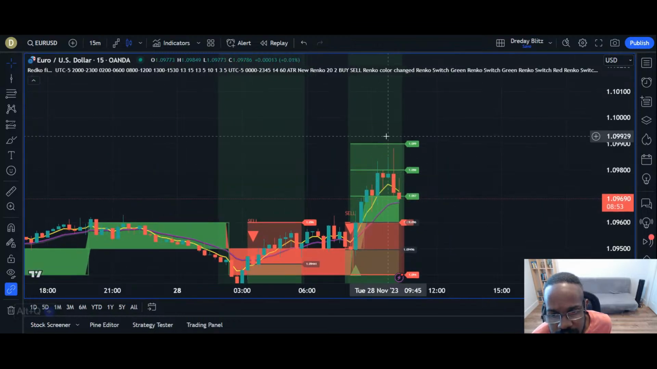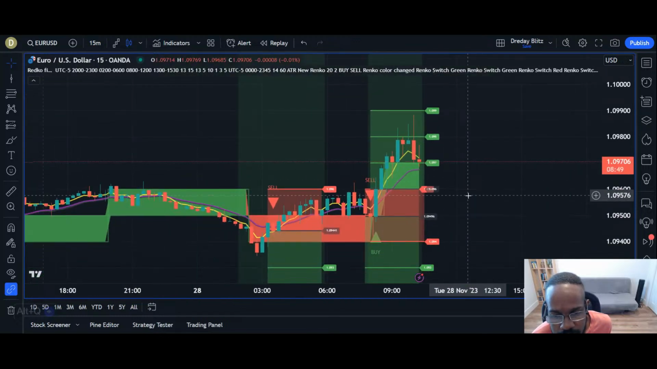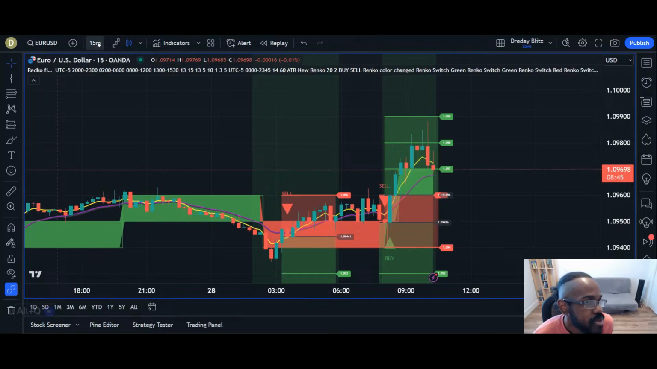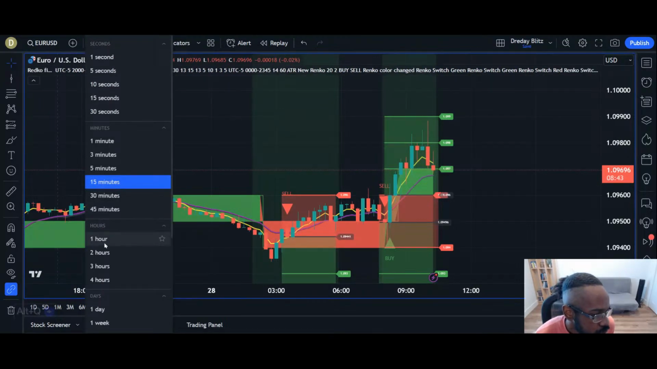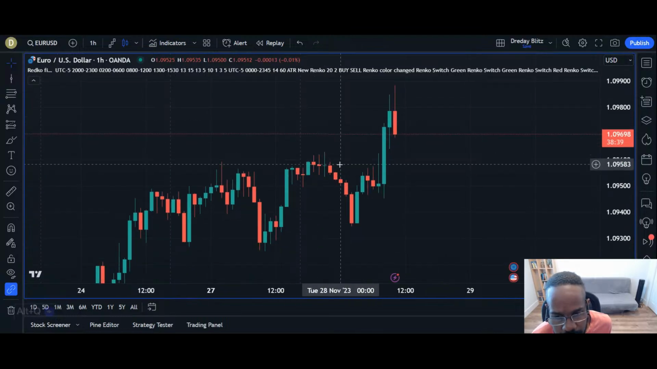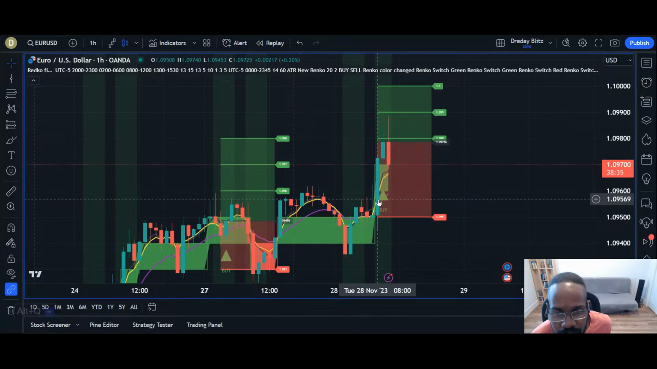But this is off of the 15-minute chart, right? So if you're trading off of the 1 hour, it maybe already went up. Let me go on the 1 hour. Even though I'm not changing the settings in the background, you should have a buy here. Yep, so you had a buy here on Euro USD.